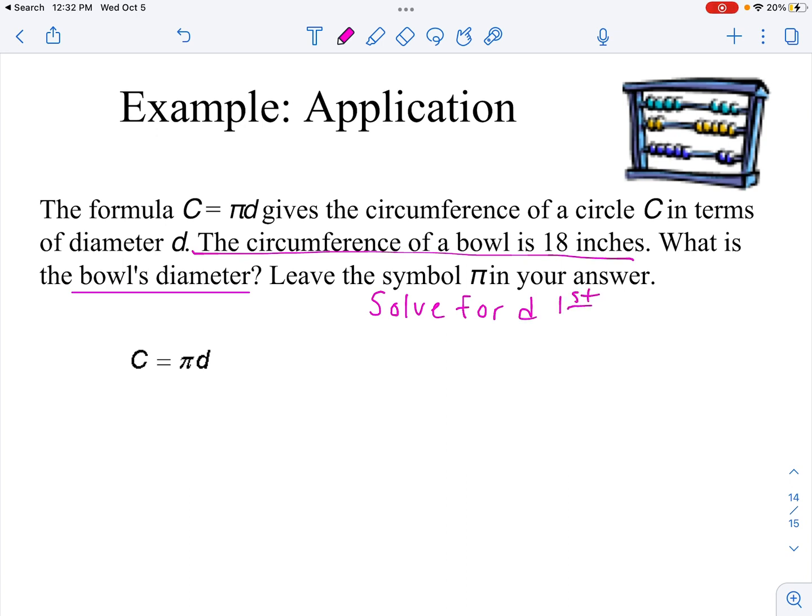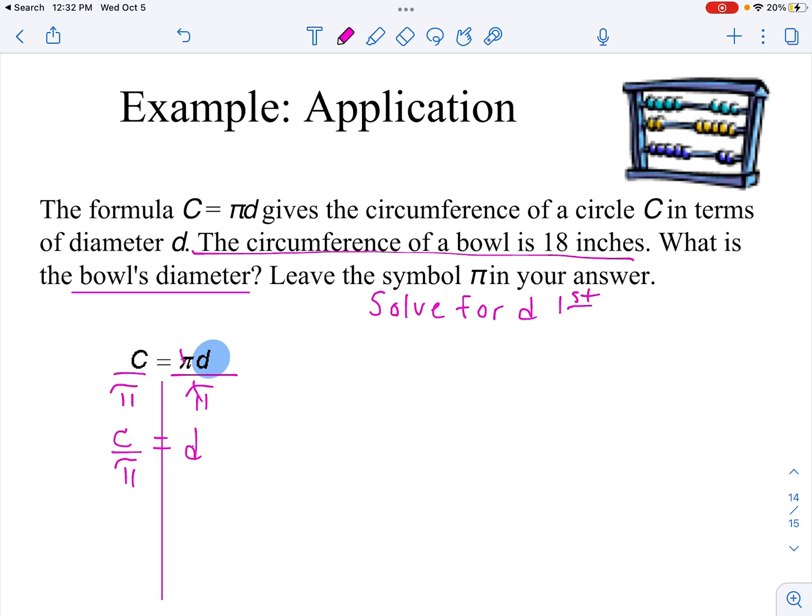Okay, so to solve for D, let me draw my line to separate the left and the right side of my equation. D is being multiplied by pi. So to get D by itself, I'm going to divide pi on both sides. Pi cancels. D is going to equal C over pi.